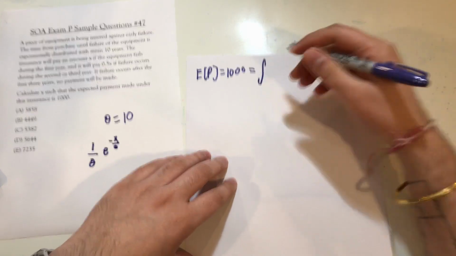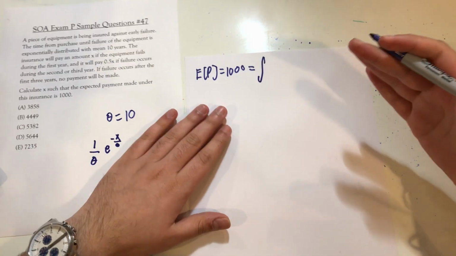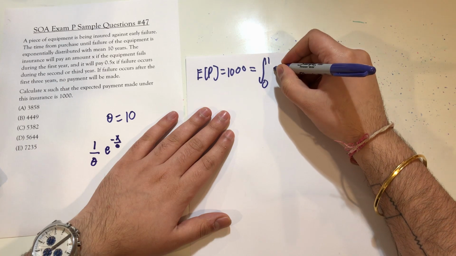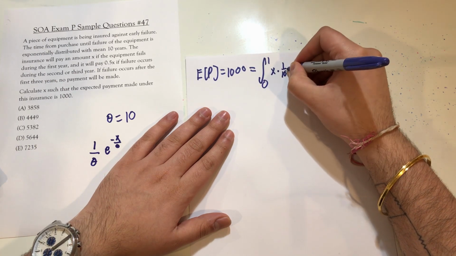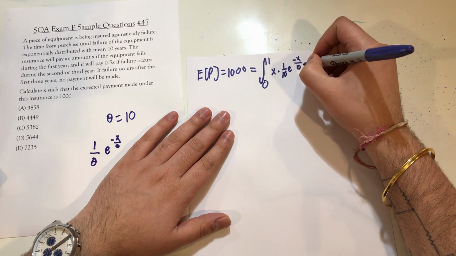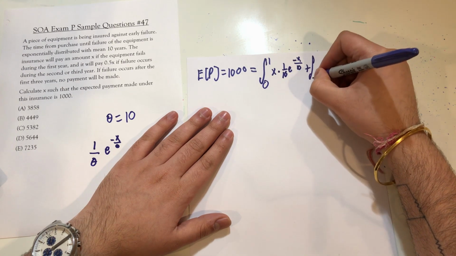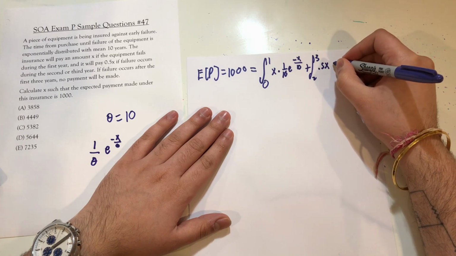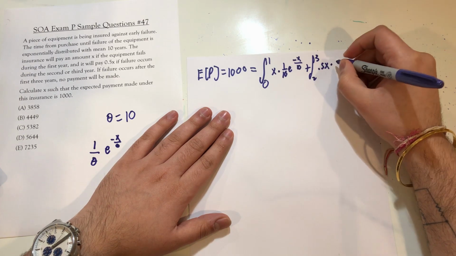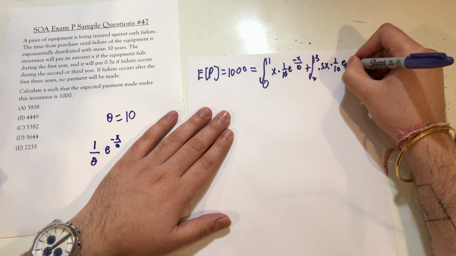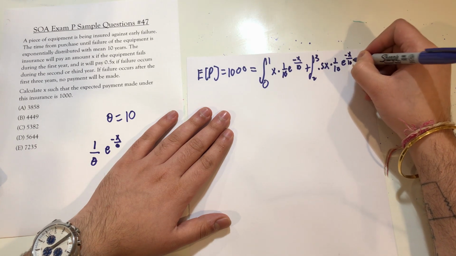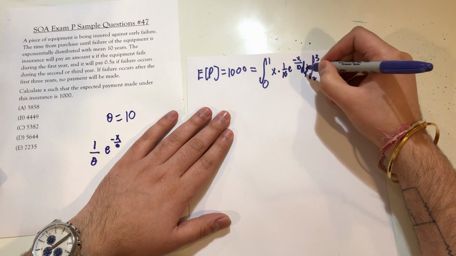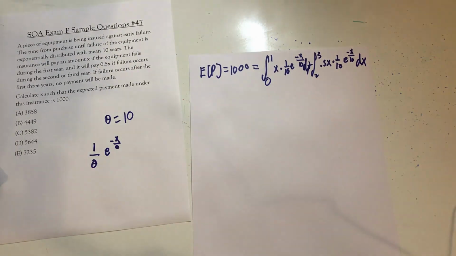So, this should be the integral. Now, the actual payment differs in year 1, years 2 and 3, and then after that. So that's how I set up my integral: 0 to 1 of x multiplied by 1 over 10 e to the negative x over 10, plus the integral from 2 to 3 of 0.5x times 1 over 10 e to the negative x over 10. And I forgot to write the dx's there. It's something I'm going to consistently do, I feel. Right, and then computing this integral.